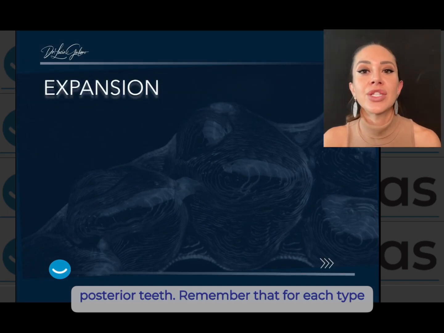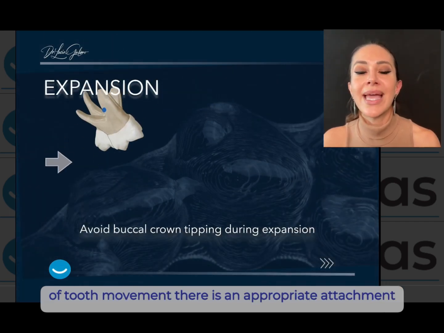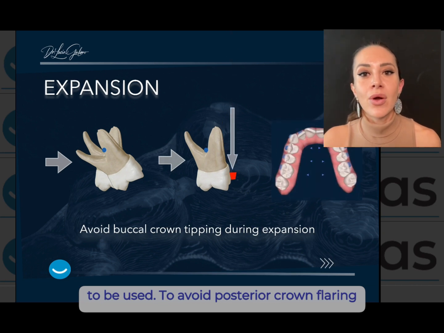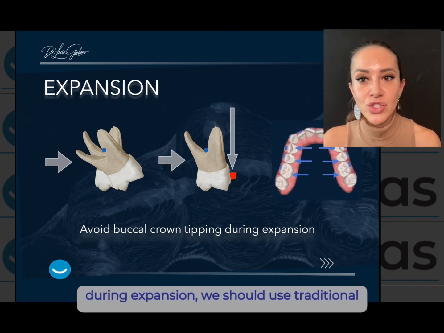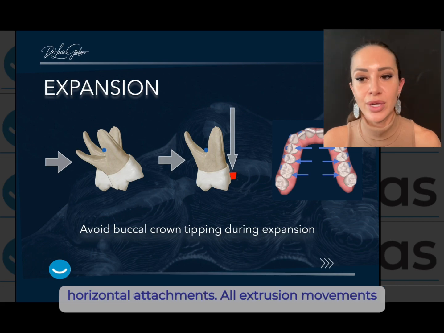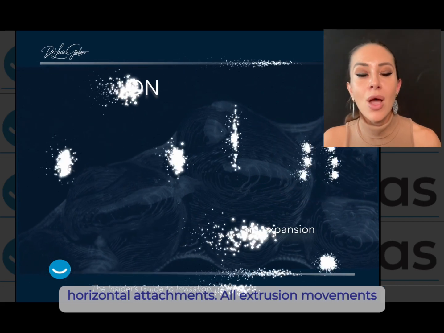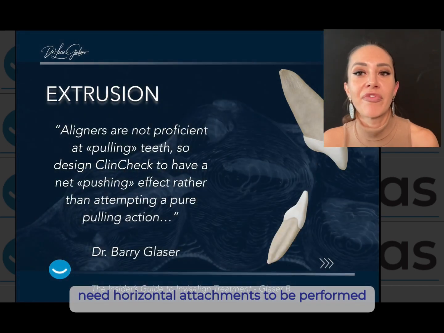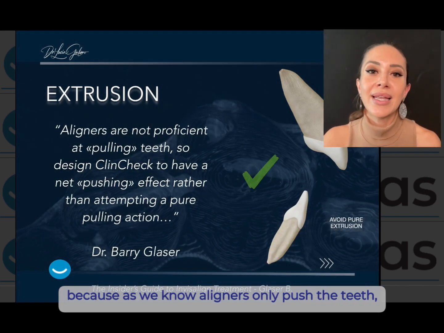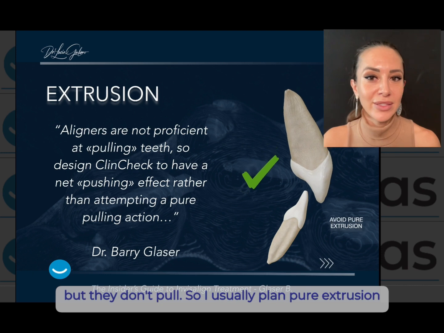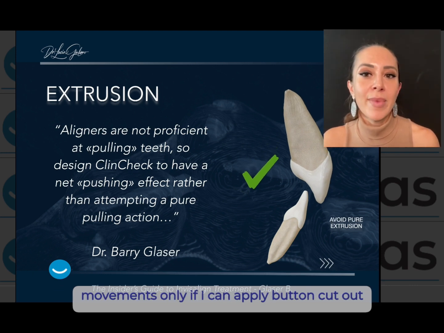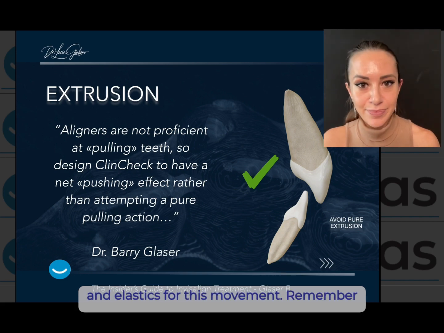Remember that for each type of tooth movement, there is an appropriate attachment to be used. To avoid posterior crown flaring during expansion, we should use traditional horizontal attachments. All extrusion movements need horizontal attachments to be performed because, as we know, aligners only push the teeth but they don't pull. So I usually plan pure extrusion movements only if I can apply button cutout and elastics.